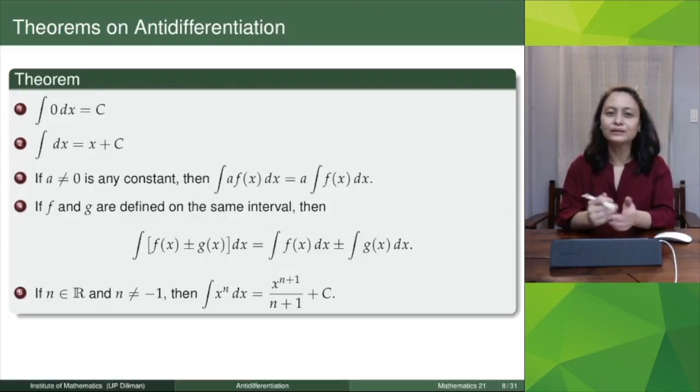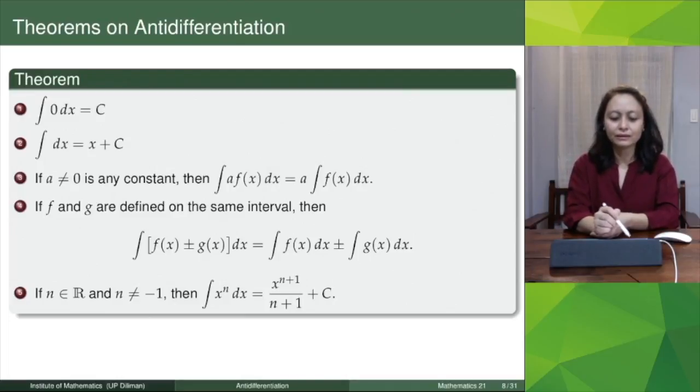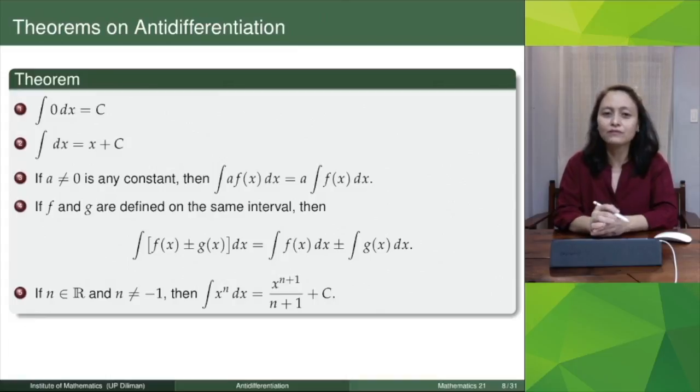So, yung ginawa natin kanina, we tried to guess the antiderivatives. But there are actually theorems on antidifferentiation that we can use para makuha natin agad yung antiderivative ng isang function. So, ito, first, antiderivative of 0 dx is equal to a constant. Antiderivative of dx, as we have seen in the example, is x plus c. Now, if a is a non-zero constant, then the antiderivative of a times f of x, ang sinasabi nito, yung a na constant, but basta non-zero siya, pwede nyong ilabas. Okay? So, you get a times the antiderivative of f of x dx.